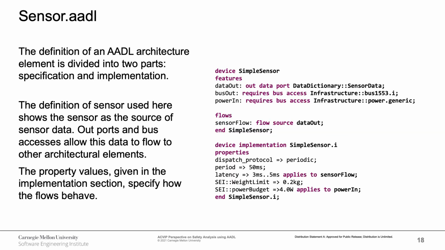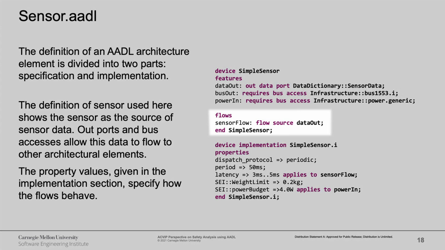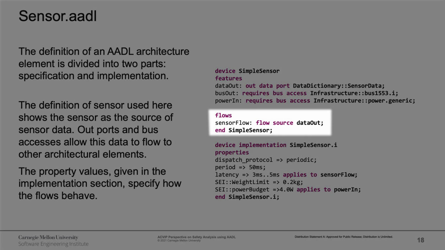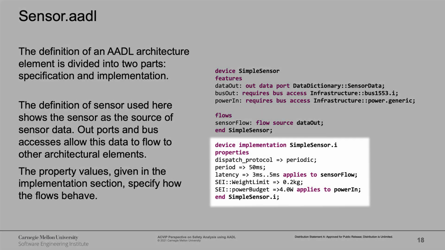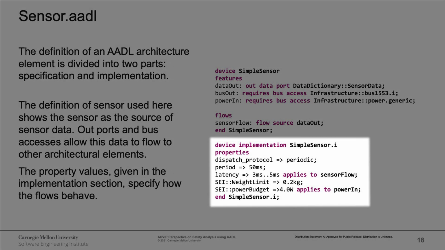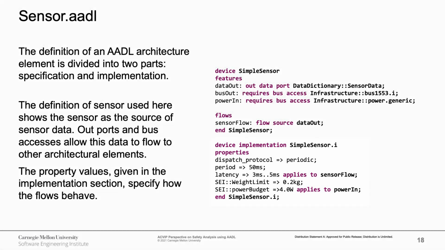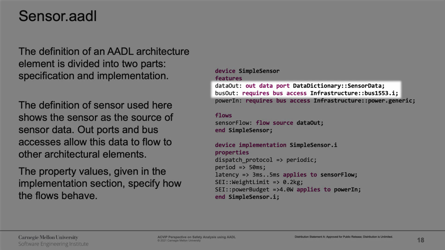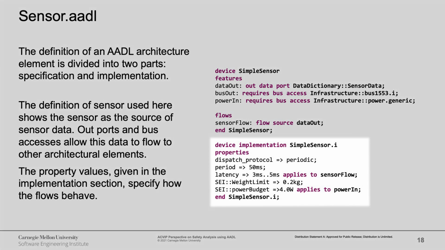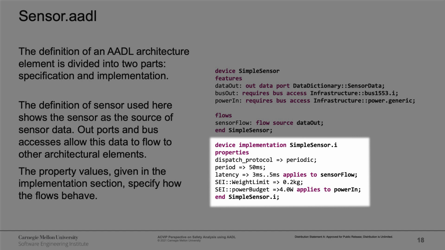Let's look back at the sensor component from the last video. The definition of an element is divided into 2 parts: specification and implementation. The definition of sensor used here shows the sensor as the source of sensor data. Outports and bus accesses allow this data to flow to the other architectural elements. The property values given in the implementation section specify how the flows behave.